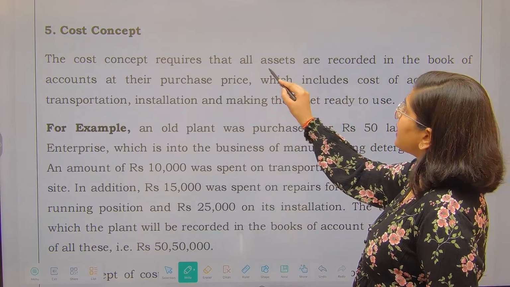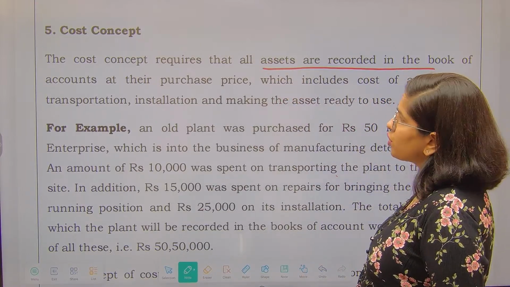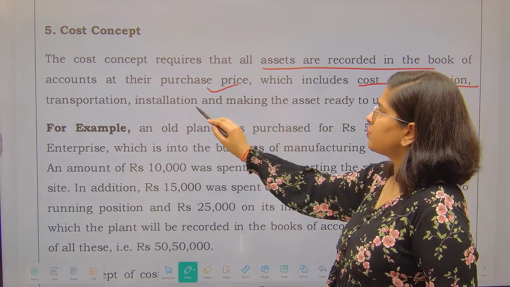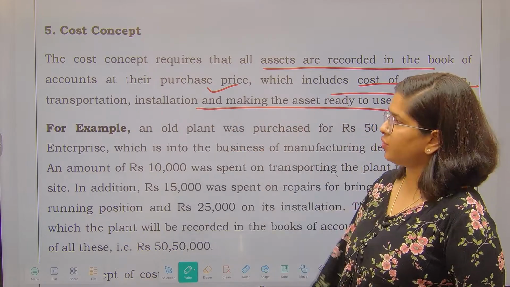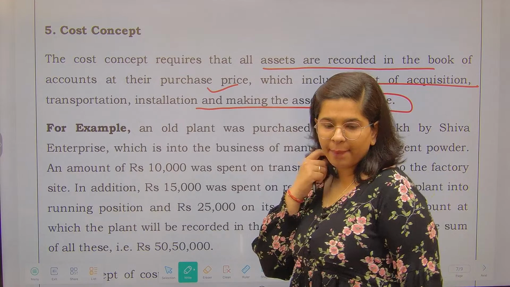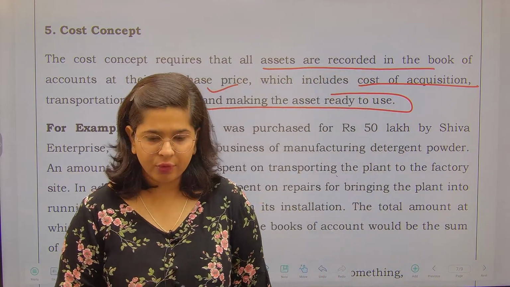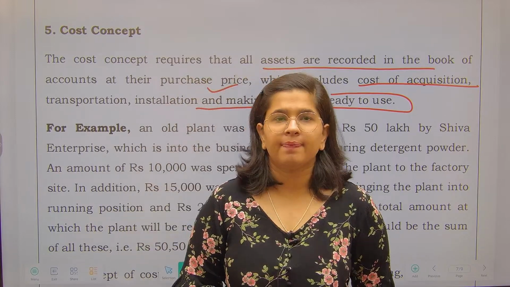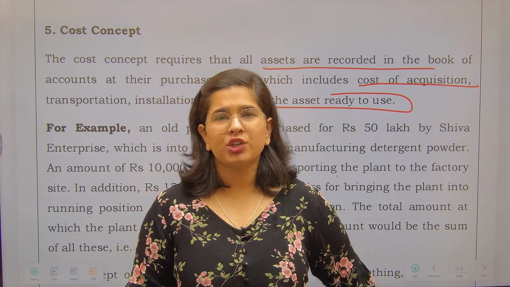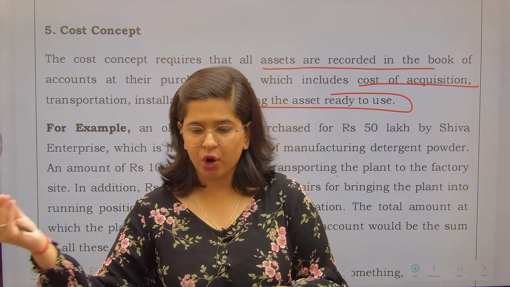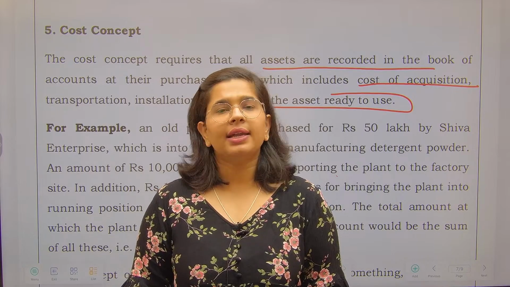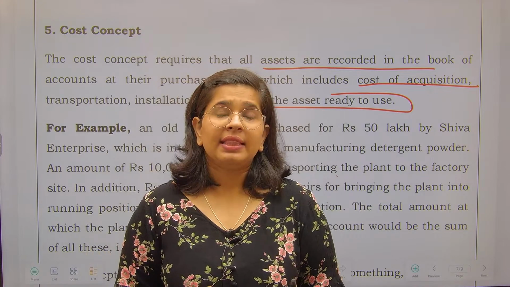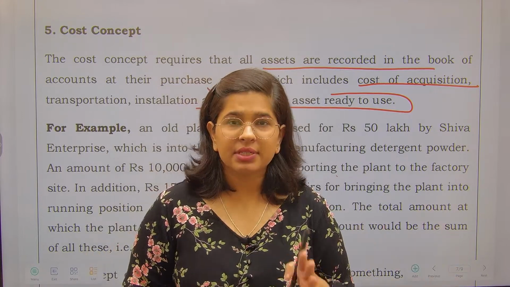Cost concept requires that all assets should be recorded in the books of accounts at their purchase price, which includes cost of acquisition, transportation, installation and making the asset ready to use. ठीक है. अब यहाँ पे एक मशीनरी का एग्जाम्पल लिया हुआ है. I will give you that. Suppose I have bought a machinery for 50 lakh rupees. Now, in case of some machineries, this is not the case that you just bought the machinery and start using it. That does not happen. Some machineries need installation. They need labor support, right?